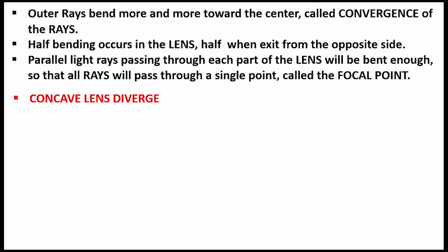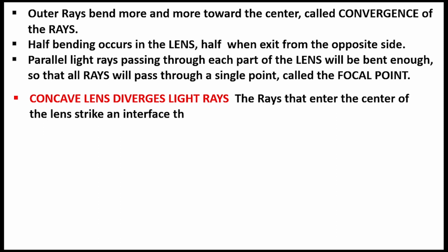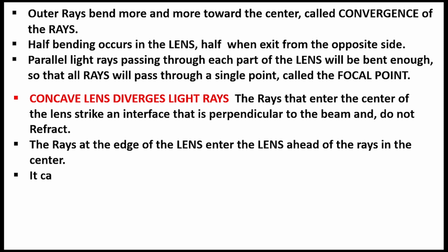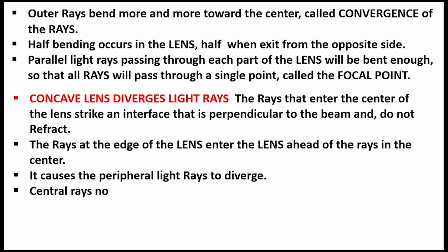Concave lens diverges light rays. The rays that enter the center of the lens strike an interface that is perpendicular to the beam and do not refract. The rays at the edge of the lens enter the lens ahead of the rays in the center. It causes the peripheral light rays to diverge. Central rays do not diverge.